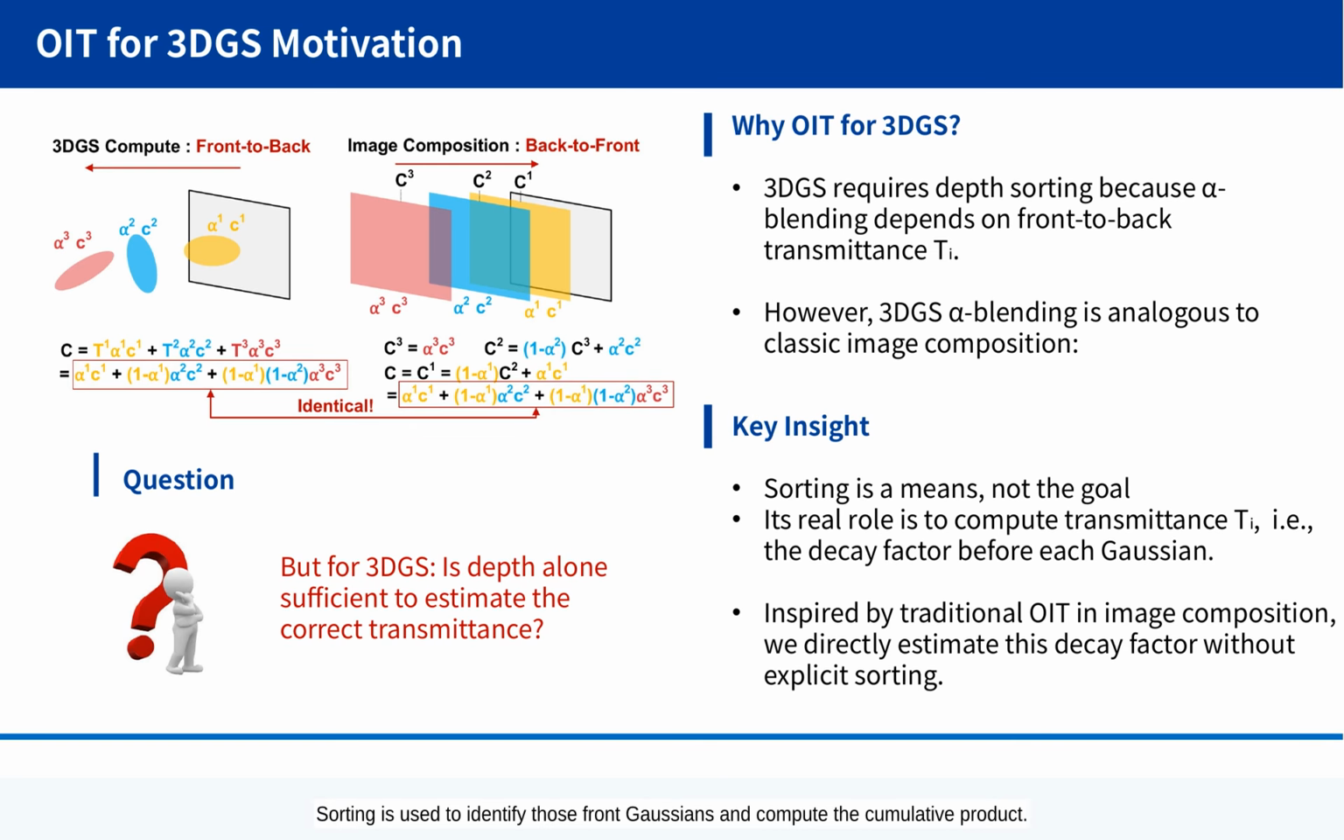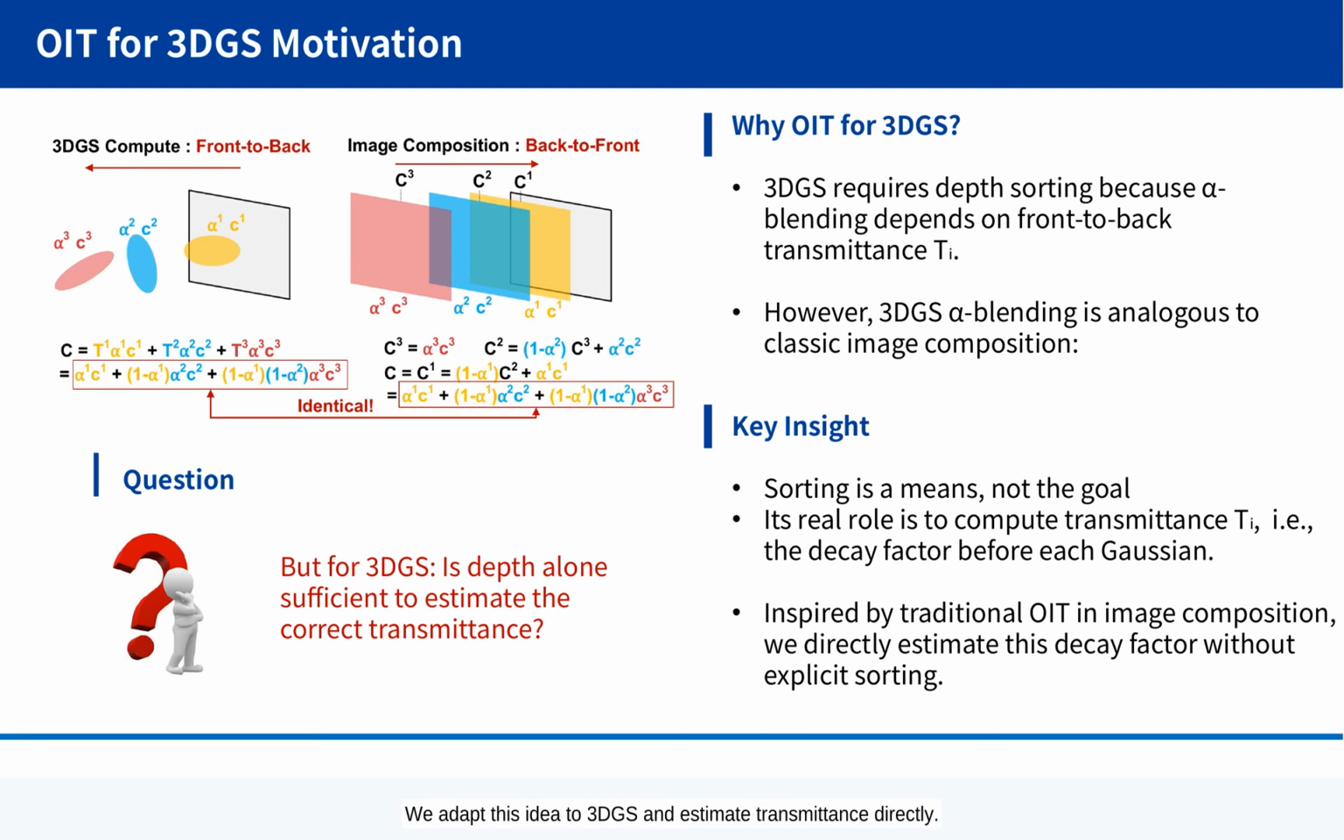The key observation is that sorting is only the mechanism. The actual quantity needed by blending is the decay factor, or transmittance, assigned to each Gaussian. This connects 3DGS to classical image composition. Although image composition is usually described back to front, and 3DGS uses a front-to-back formulation, expanding the equations yields the same final color. Traditional order-independent transparency avoids explicit depth ordering by estimating blending weights directly. We adapt this idea to 3DGS and estimate transmittance directly.